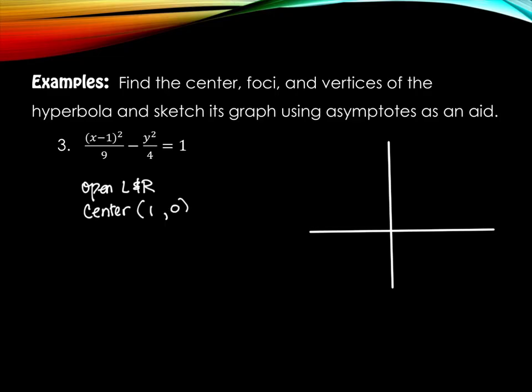I'm going to plot 1, 0. It's going to be right here. Actually, it's not going to be on my graph. Let me graph it in yellow. 1, 0. Okay. And it's going to open left and right. Now, the value underneath the first component tells us how far left and right we're going to go. It's a 9. Okay, so from this point, we're going to go how much in each direction? 3, right? It's the square root. So we're going to open up 3 away. So 1, 2, 3, and 1, 2, 3.